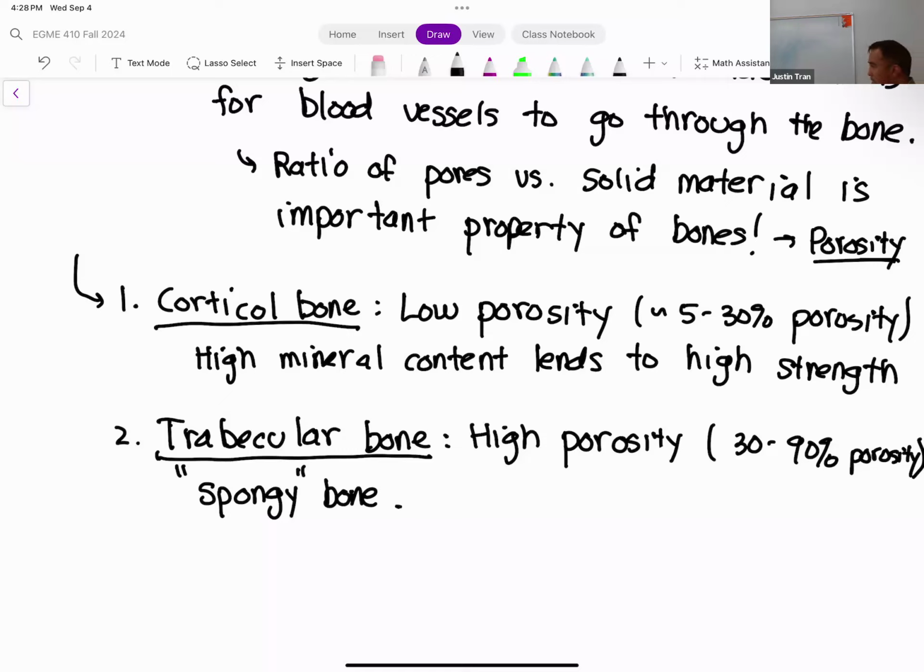And so, of course, because it has relatively low mineral content compared to cortical bone, it's going to have less strength. And so it's not going to be able to withstand as high a magnitude of forces. But unlike cortical bone, it is a lot more flexible. And so it's able to deform elastically without catastrophically fracturing.